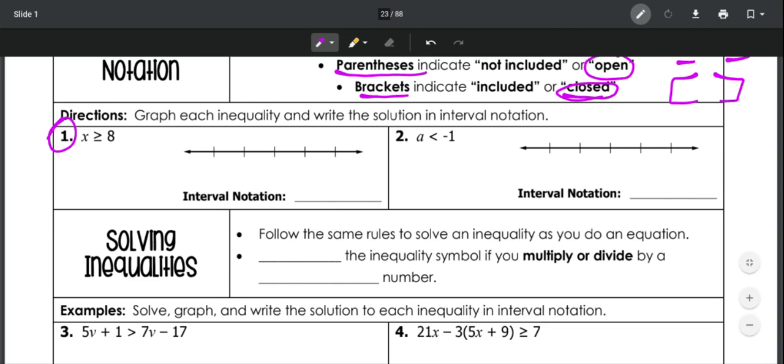Right here we have x greater than or equal to 8. That means we're going to start with 8 in the middle. We're going to go up with 9, 10, then down 7, 6. The line under the sign tells us that it's closed, so we're going to use a closed point at 8.